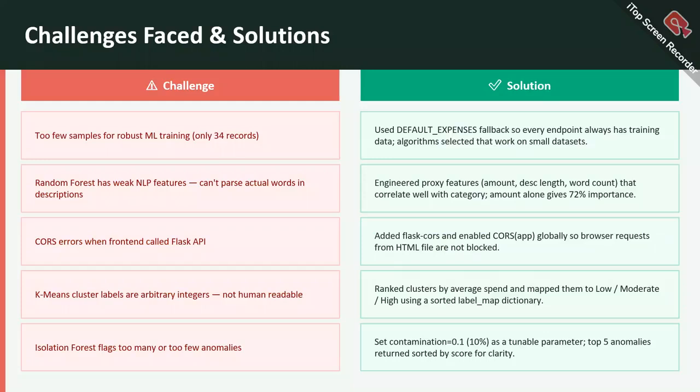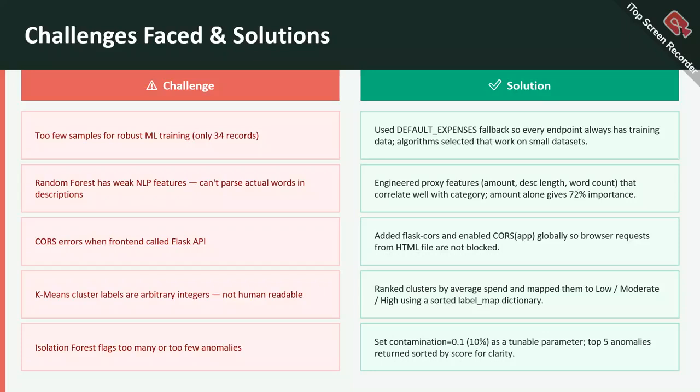During development, we have faced several challenges. The first challenge was limited training data. To solve this, we used a default expense dataset so that all the algorithms could work properly. Another challenge was weak text understanding in random forest. So instead of complex NLP, we engineered useful features like amount, description length, and word count. We also faced a course error while connecting front end and back end, which we solved using Flask codes.